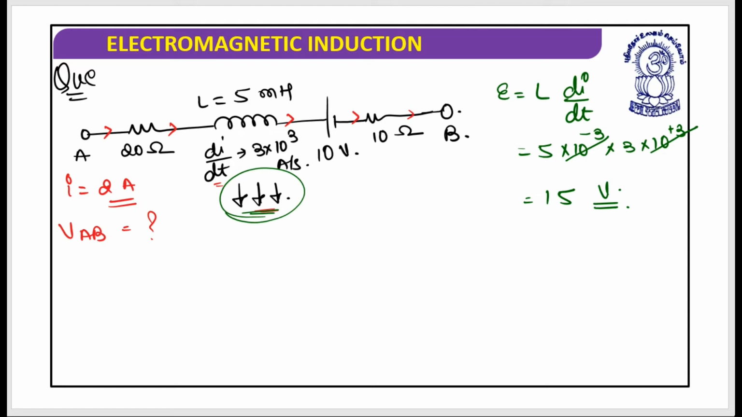To increase it, you need to arrange a battery in a direction such that your current will flow in this way. It is something like this. So let me redraw the circuit.